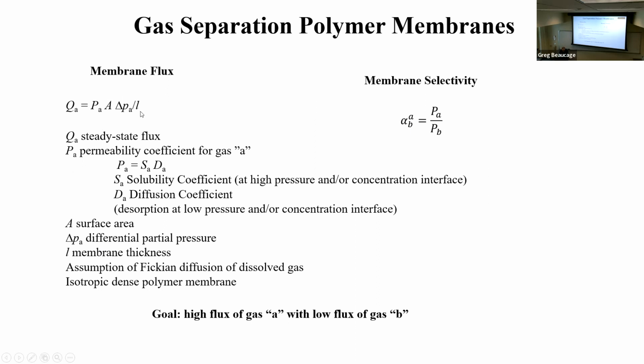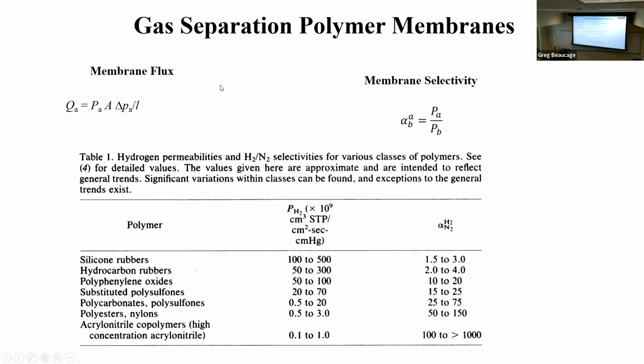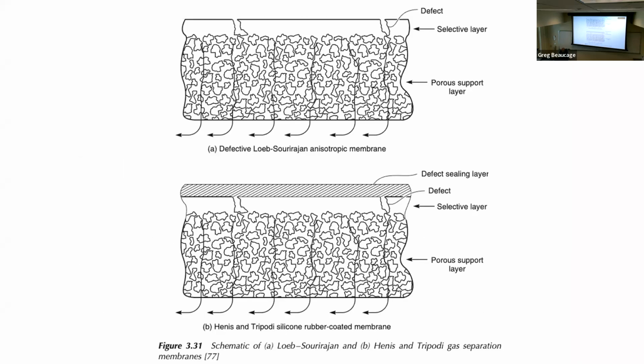In order to boost the flux, you want a smaller L, where L is the thickness. You want it as thin as you can possibly get it, and you can get to less than a micron now, like a 100 nanometer thick film, using either interfacial polymerization or some kind of coating process. So you can get really thin films and a higher flux, but those films are going to have defects in them, like this, right?